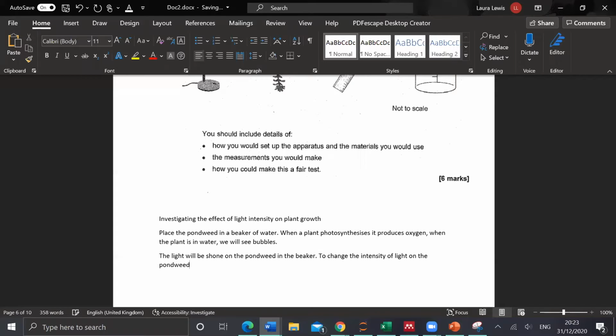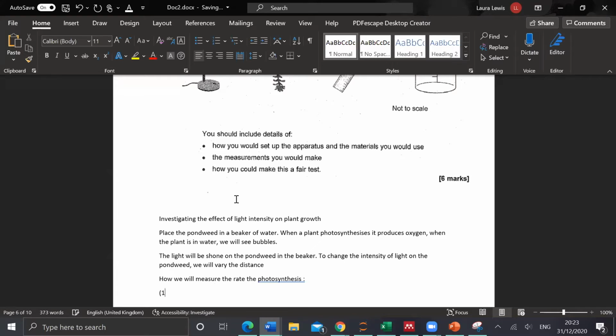Okay, we will vary the distance. So what we need to do is how we will measure. Right, we need to set something called a rate. When we see the word rate, it means something over time. Okay, how we measure the rate of photosynthesis.